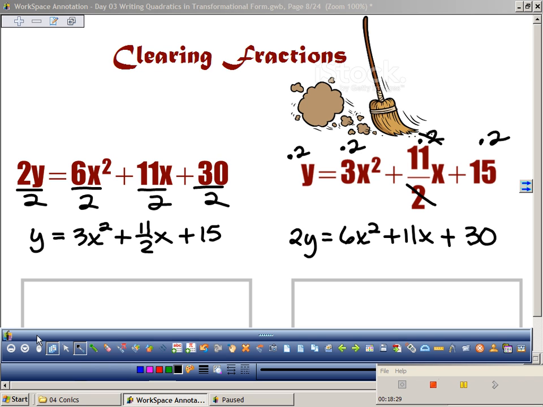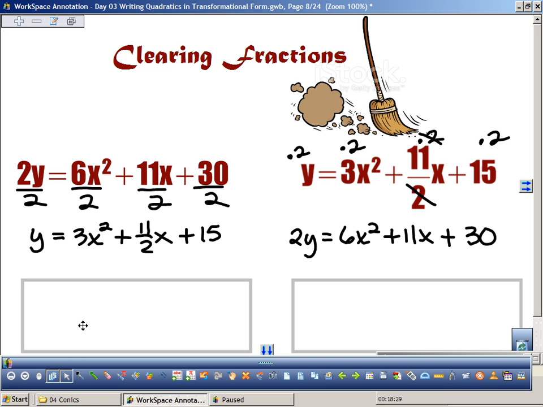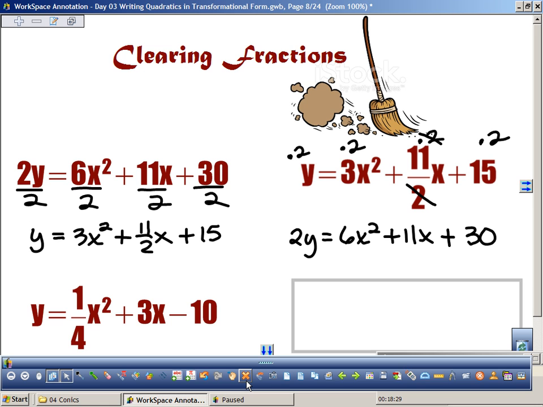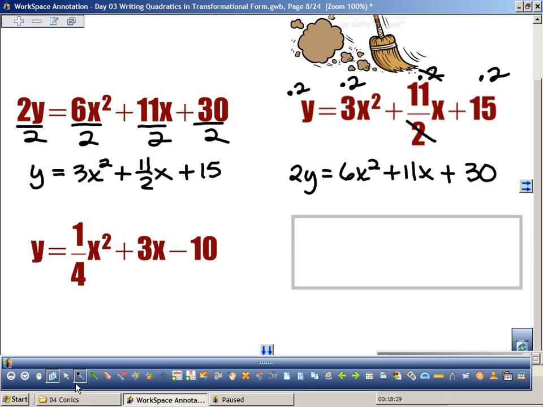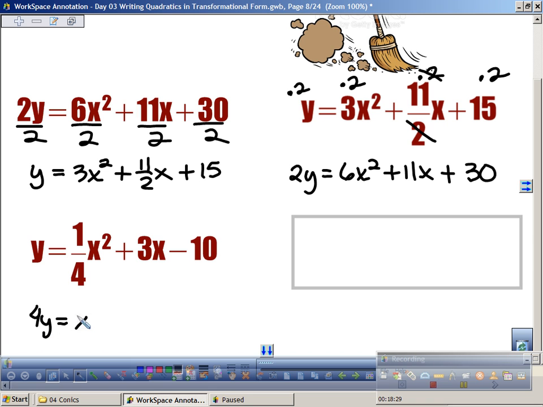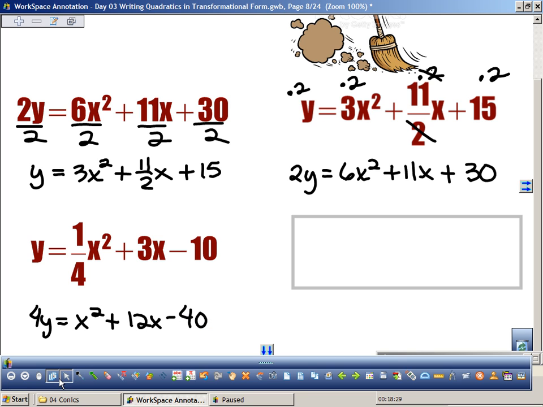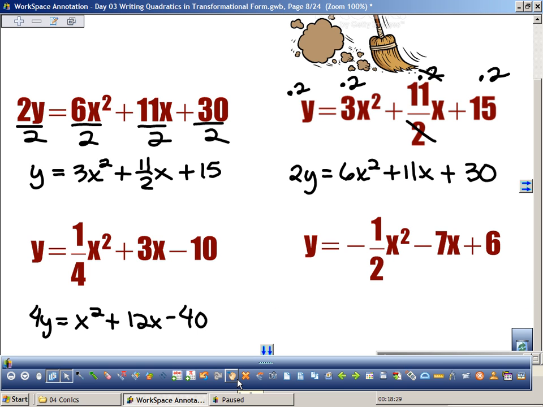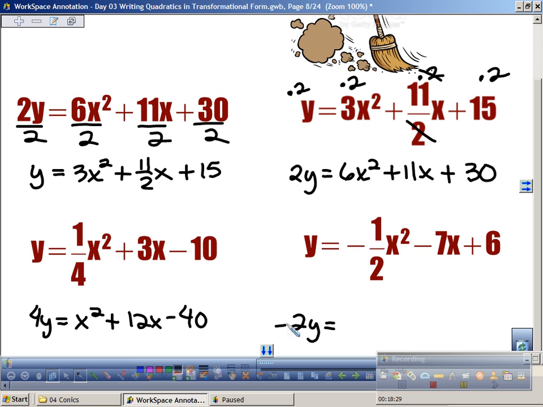All right. So when you see fractions, they're not actually very scary, right? Because we have methods of getting rid of them. So what would I multiply each one of these by? 4, and I would get 4y equals x squared plus 12x minus 40. Right? What about this one? Multiply by 2. I would have 2y equals, ooh, yes, it would be negative because I want that coefficient to be 1, right, in order to complete the square. So if I multiply everything by negative 2, this would be x squared plus 14x minus 12.